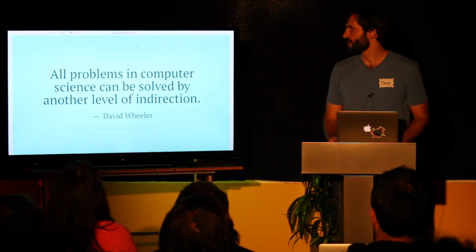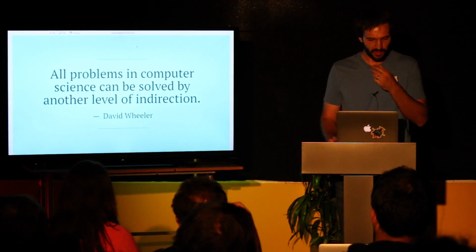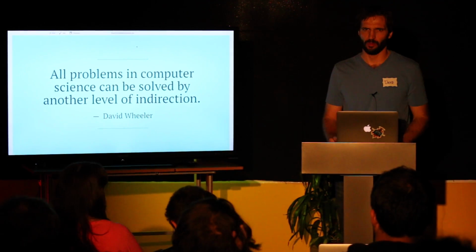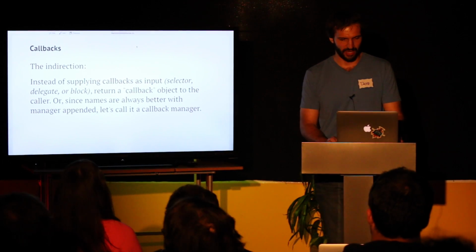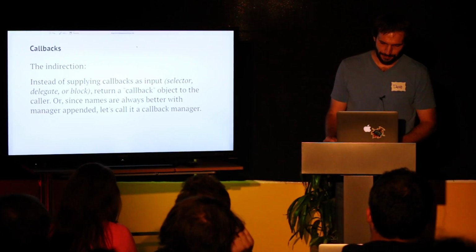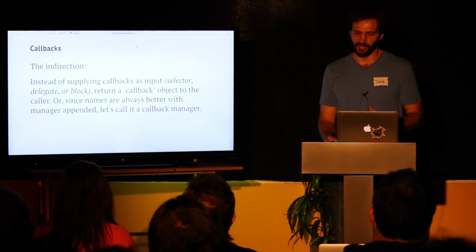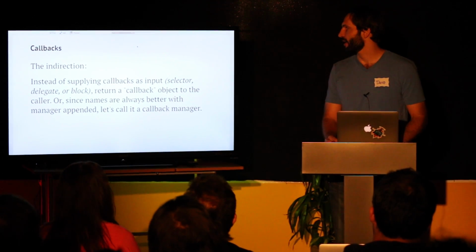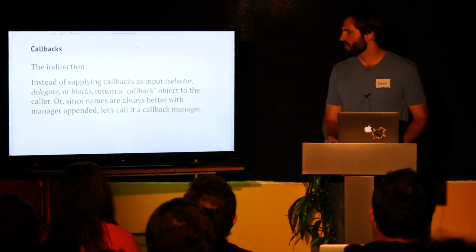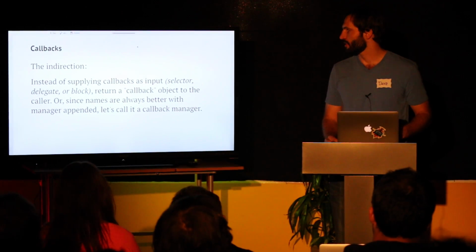To try to fix it, there's that well-known quote about adding a level of indirection. So we'll try to add a level of indirection to callbacks. By the way, this is getting to Reactive Cocoa soon. Instead of supplying your callback as input, whether it's a selector, a block, or a delegate, have a method return a callback object. And since things are always better with the name manager on it, we'll call it a callback manager, because it's not a callback, it's a manager of callbacks. So now we get to Reactive Cocoa.